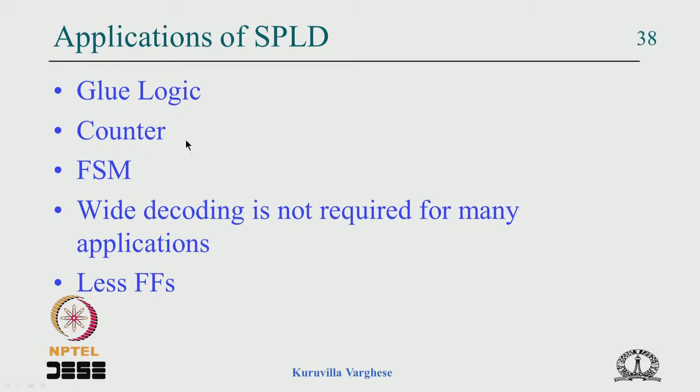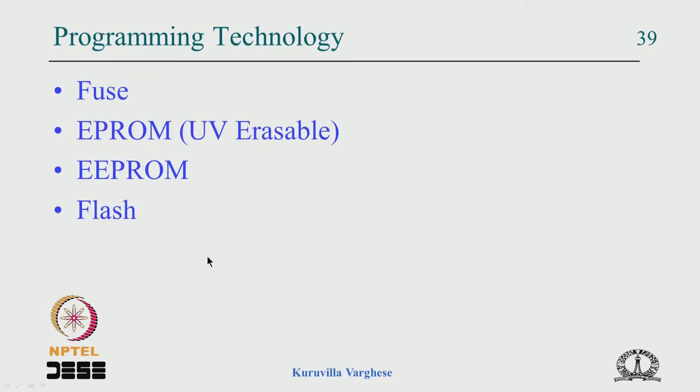You can implement counters, finite state machines, but this wide decoding is not required for many applications. One disadvantage is that it has hardly any flip flops, just 10 flip flops, with which you can do very minimal things. But still it is useful when there is more logic than flip flops, and the application requires fewer flip flops and more logic, then that can be used.